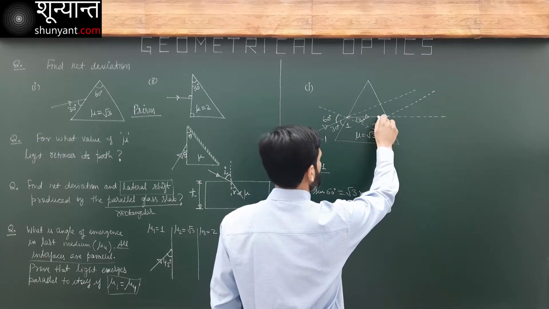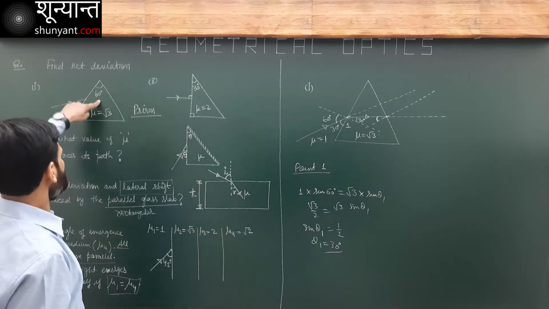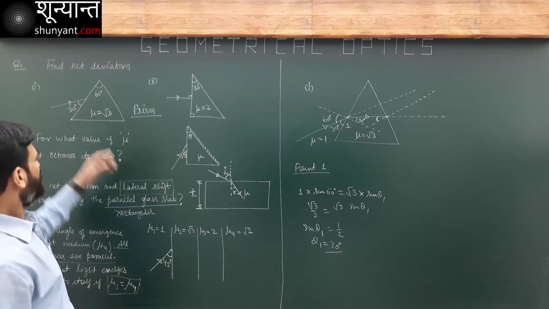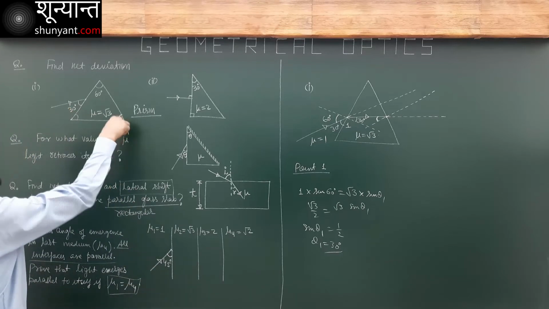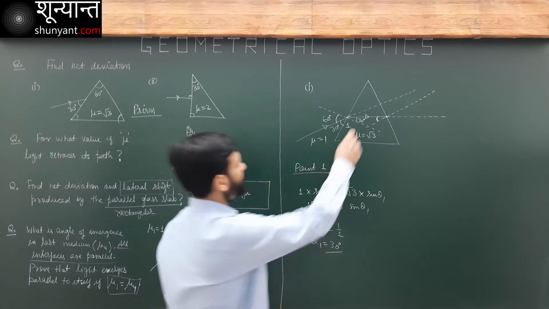Okay. What will be this angle here? Some angles are given as 60. This is 60, this is 60. I don't have to worry about these two angles. It is not required, even if I know this angle.